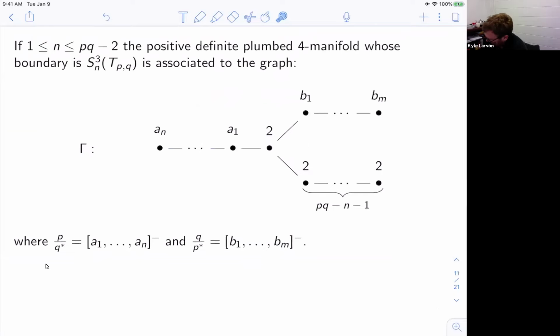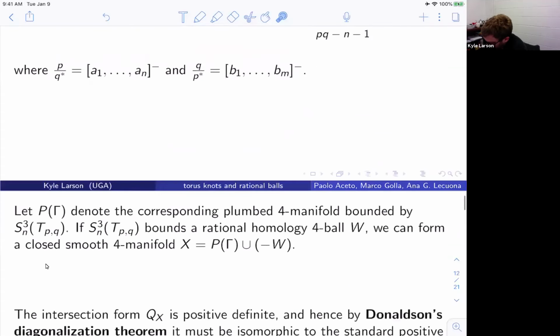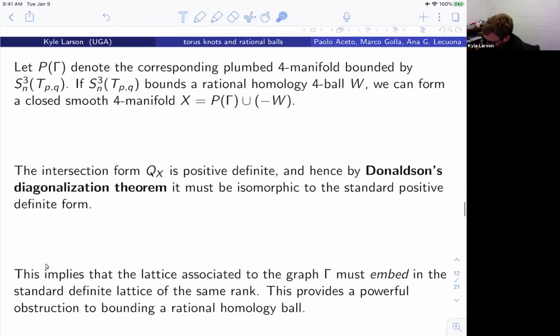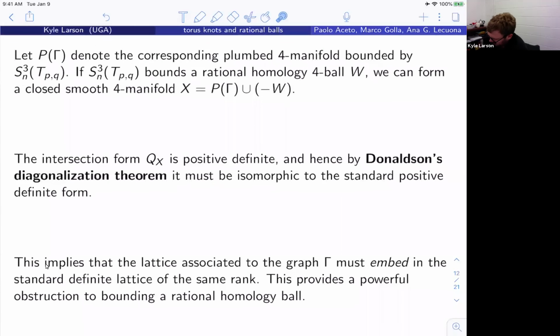Importantly, the corresponding 4-manifold, which is a plumbing of disk bundles over spheres, is positive definite. And so we can now introduce the obstruction. If P of gamma denotes the corresponding plumbed 4-manifold bounded by the surgery on the torus knot T(p,q), and the 3-manifold in addition bounds a rational homology 4-ball, this is where we're setting up our obstruction.